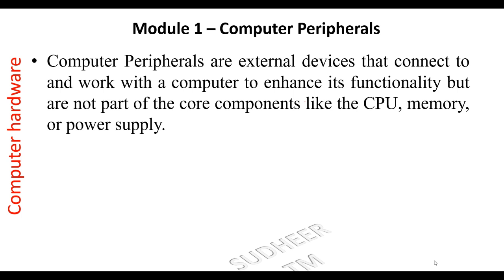Okay, so coming to the peripherals, computer peripherals are external devices that connect to and work with the computer to enhance its functionality, but are not part of the core components like the CPU, memory, or power supply. So far we discussed CPU, memory, and other major components of the hardware. Now, to support these major components, we need some secondary components, to enhance the performance of the device. So computer peripherals are all external devices that connect to and work with the computer to enhance its functionality, but are not part of the major components like CPU and memory.